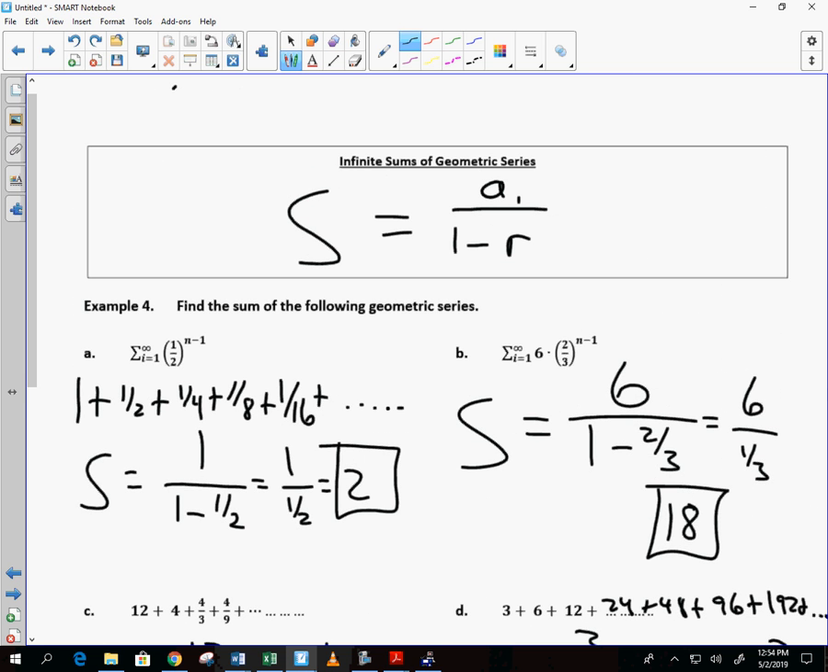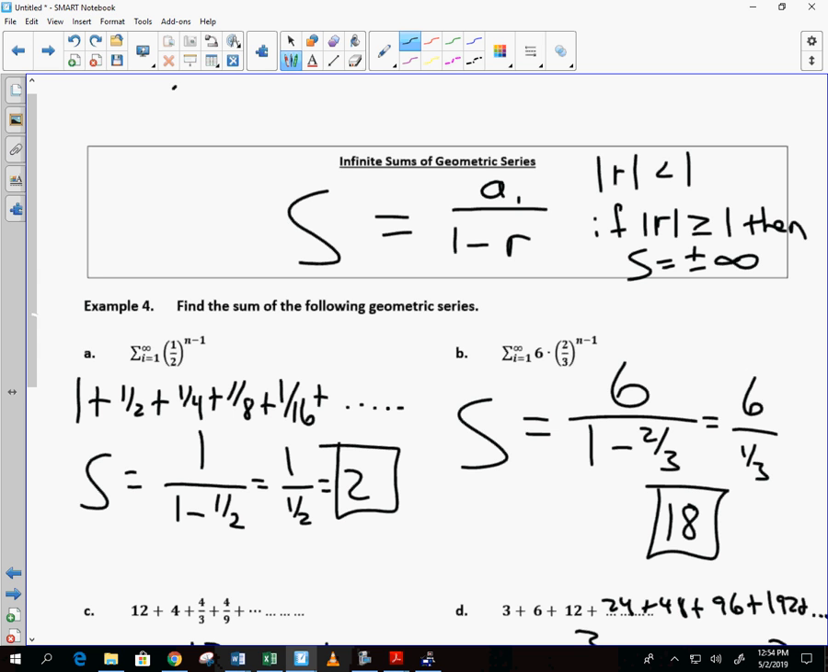This works as long as the absolute value of r is less than 1. If absolute value of r is greater than or equal to 1, then the sum is equal to positive or negative infinity in most situations.